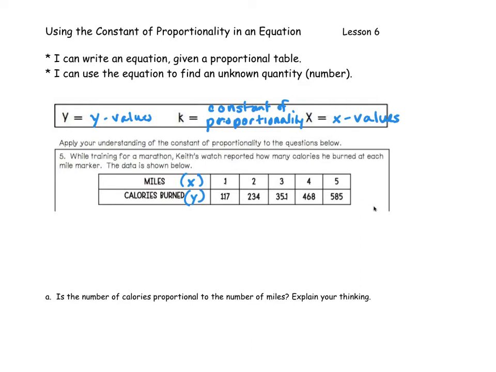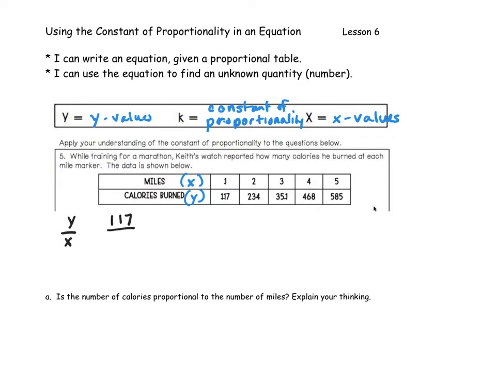Our first question says, is the number of calories proportional to the number of miles? Explain your thinking. Well, first of all, we want to see if this is actually a proportional table. In order for a table to be proportional, all of the y-x ratios must reduce to the same thing. We don't have to do this all the time if they tell us we're working with a proportional table, but since they're asking us directly, we need to answer this question.